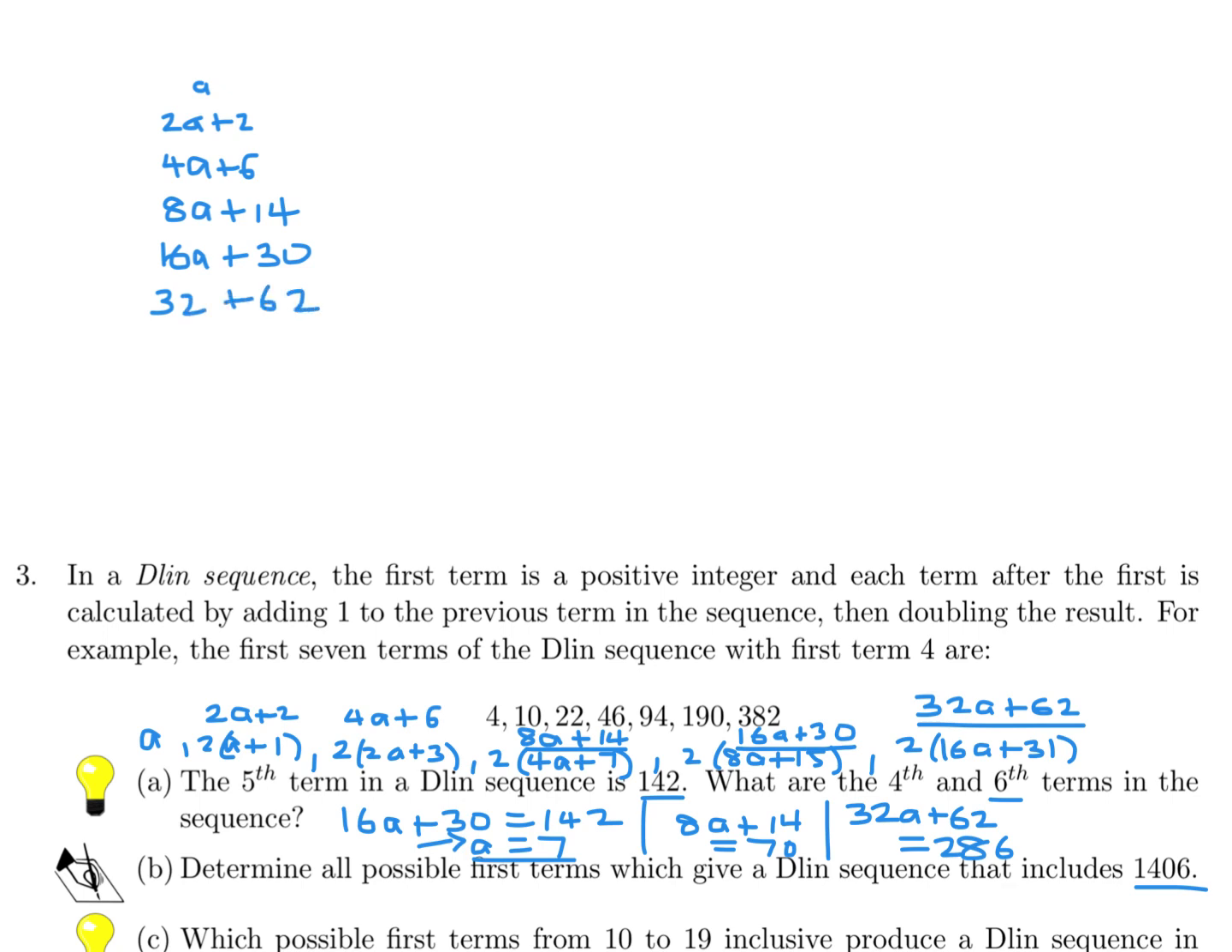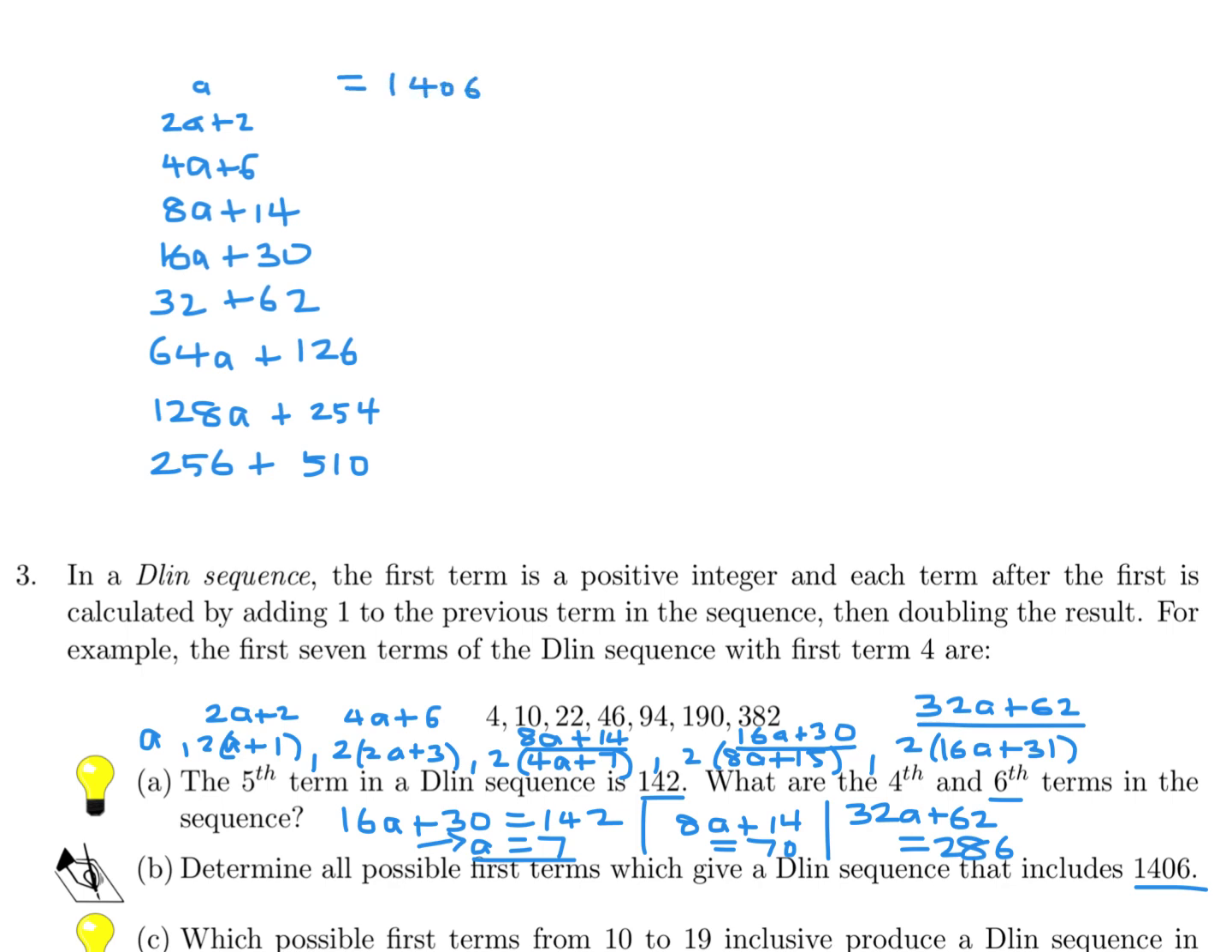I actually don't know how far we're supposed to go. Well, let's do one more. I think it's 64a plus 126. And then we'll do one more. I think it's 128a plus 254. 256a plus 510. Okay, that's good enough. Okay, let's see what happens. So we have to calculate this for 1406.